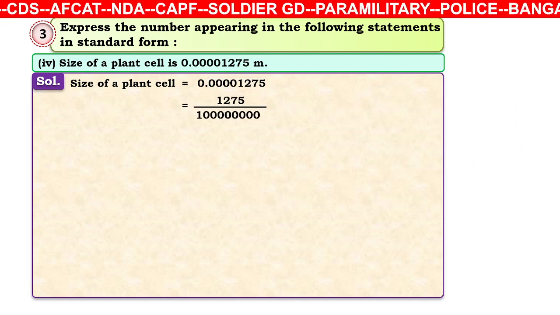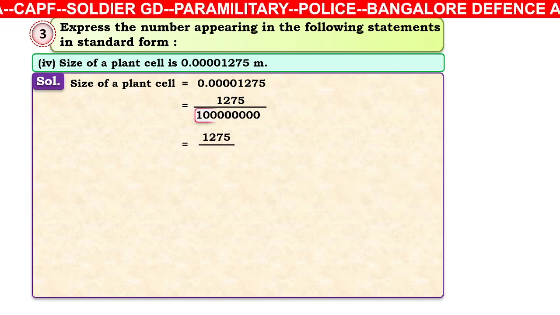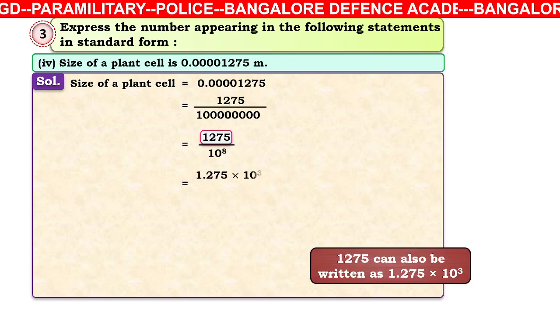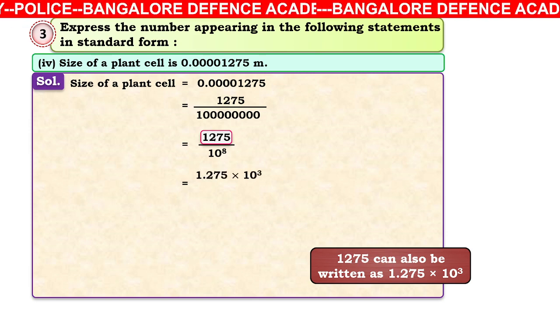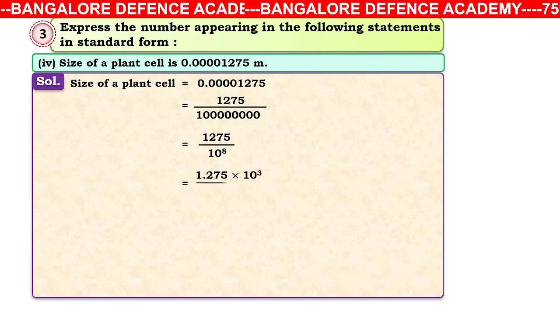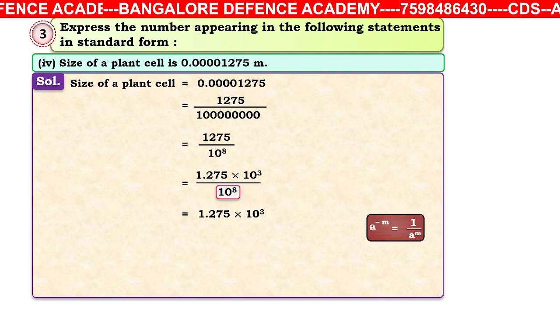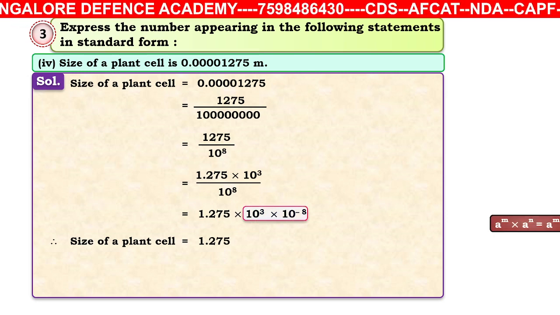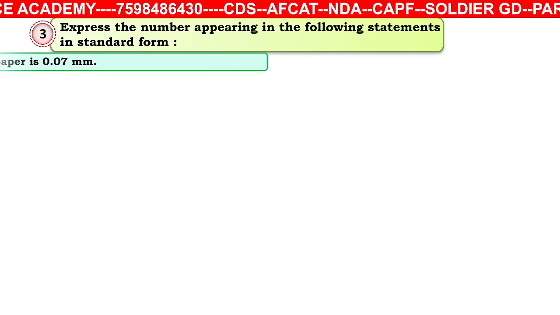And now you can take 1.275. After the point you have 275, that is 3 digits. So you have to take 1.275 into 10 to the power of 3 divided by 10 to the power of 8. So now this becomes 1.275, and the power is minus 5. So this is the answer, 1.275 into 10 to the power of minus 5.